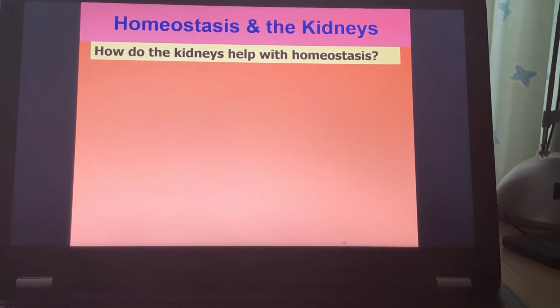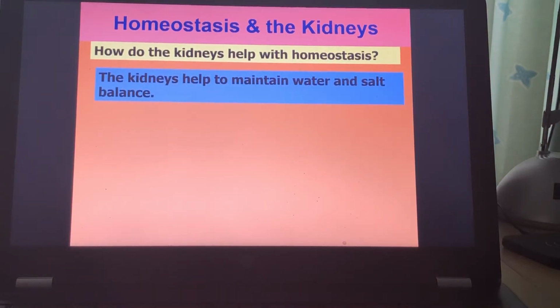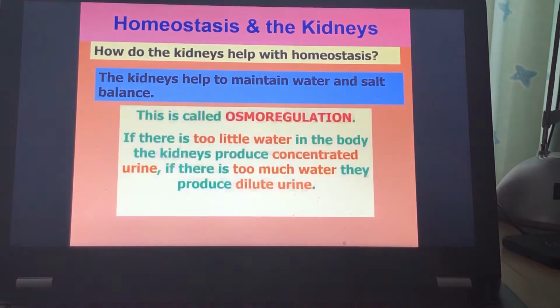So what about the kidneys? What have the kidneys got to do with this? Well, the kidneys are responsible for keeping the water and the salt balance right in your body. And there's a special term for that process, and it's called osmoregulation. So you need to make sure you get that copied down. It's osmoregulation.